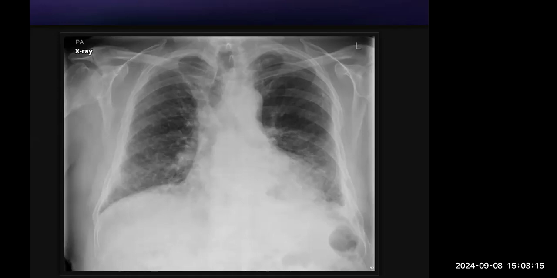Also, I can see that there is some volume loss in the bilateral lungs, predominantly in the lower zones. This is seen as flattening of the bilateral hemidiaphragms, as well as the cardiac margin not being well visualized. There is some saluting of the cardiac margin as well. There is gross cardiomegaly, though this appears to be an AP radiograph, but still I can see that there is some cardiomegaly.